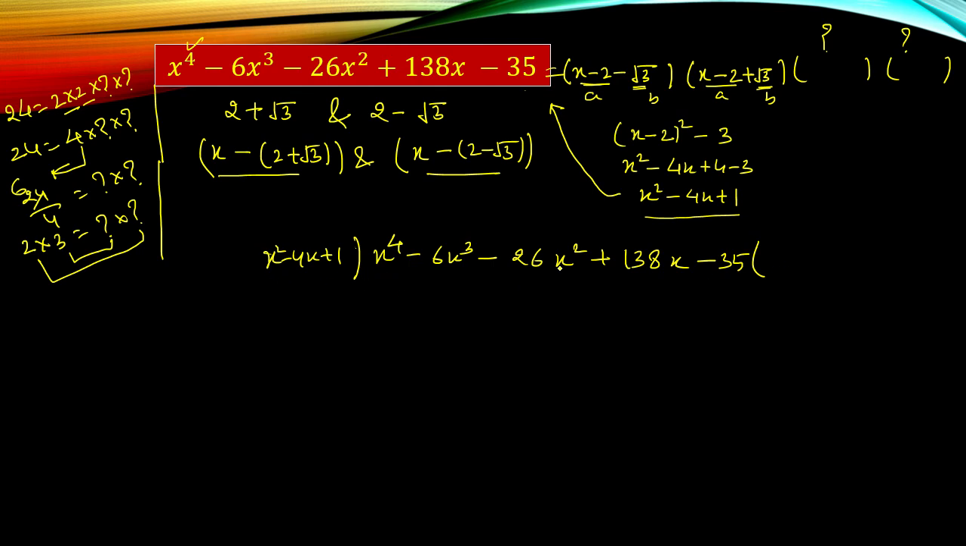So we will multiply this x square by another x square. So x square multiplied by x square, we will get x to the power 4. X square multiplied by minus 4x, so it should be minus 4x cube. X square multiplied by plus 1, that is plus x square. So we will get plus x square, changing the sign, minus plus minus. So we are finding here minus 6x cube plus 4x cube, that is minus 2x cube.